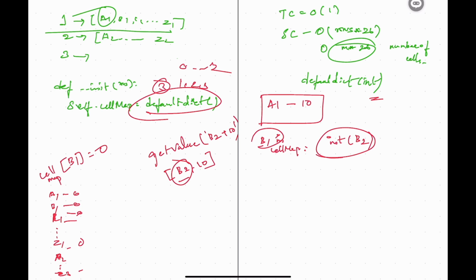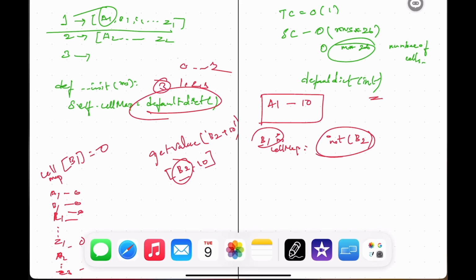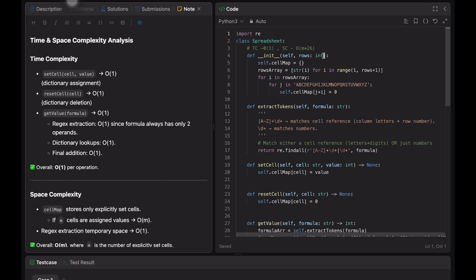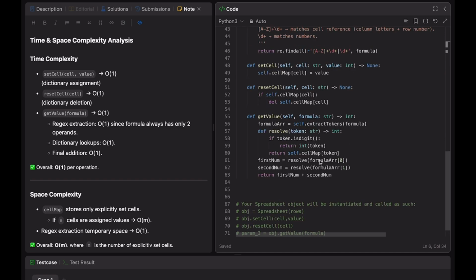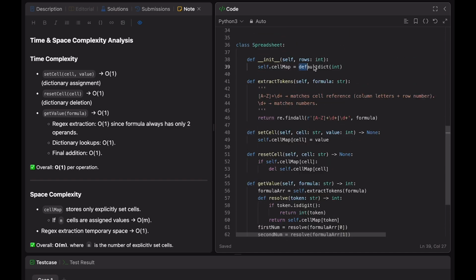So that is the exact solution that we have used to solve the given problem. Initially we used a rows array to store all the cells so that we can fetch those cell values at order of 1. If you see, even though b2 c2 was not even needed, we were storing it in a cell map, which consumes more space. So instead of that, we have used a default dict, as we have discussed here.